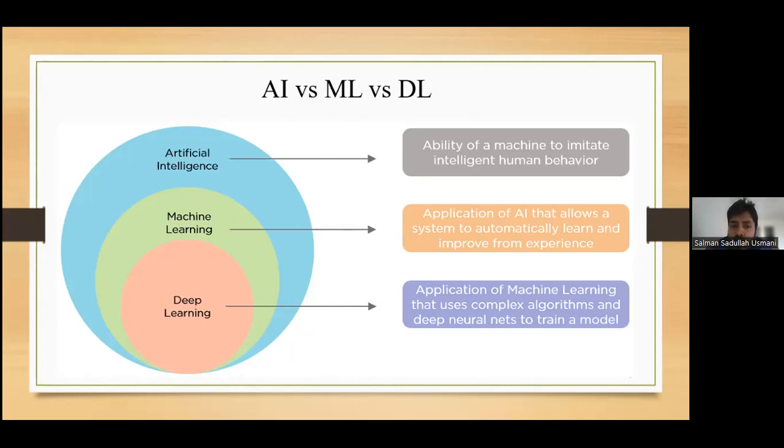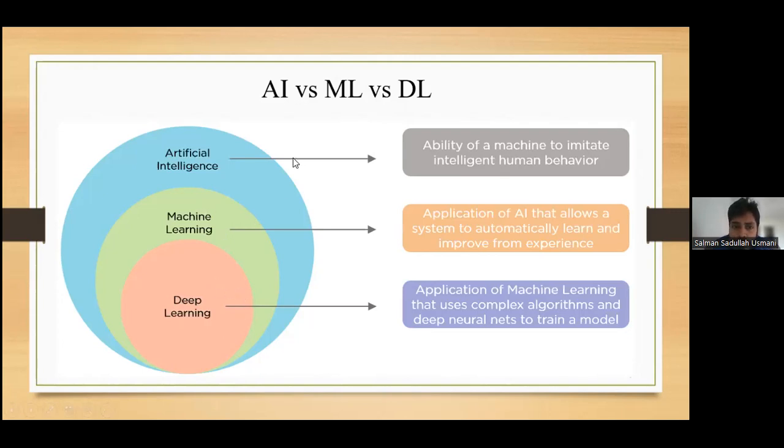Then within machine learning, there is the new and upcoming domain that has been talked about for the last decade: deep learning. This is an application, or you could say a part of machine learning, which uses complex algorithms and mimics neural networks to train a model. The concept of deep learning comes from how the human neurons, the neural system of the human body, evolved and how it interacts. All the concepts of deep learning actually come from neuronal behavior. So this is a part of machine learning.